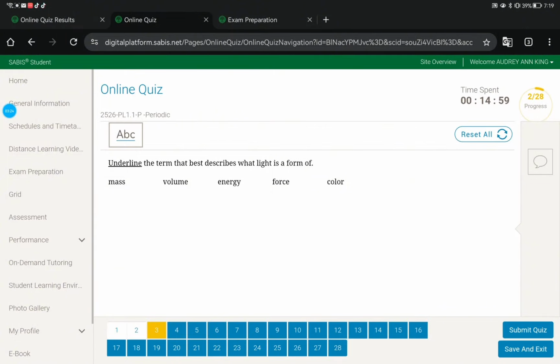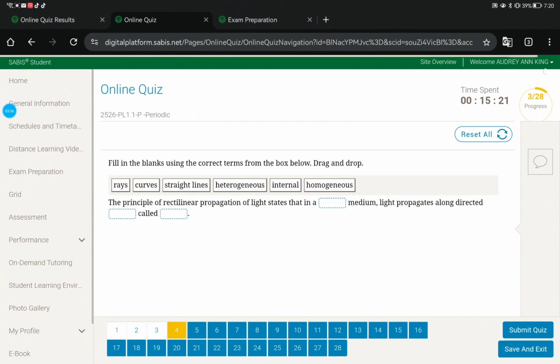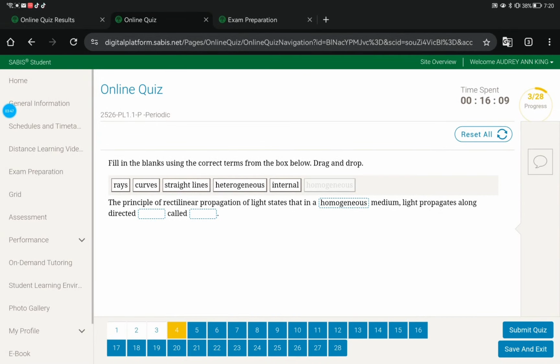Underline the term that best describes what light is a form of. You can't weigh light, so it isn't a measure of force, and light is not a color, so it has to be energy. The principle of rectilinear propagation of light states that in a homogeneous medium, light travels in straight lines called rays. This one you just have to memorize.